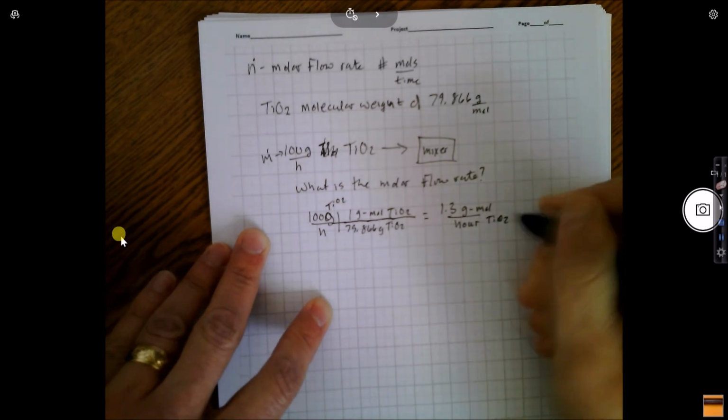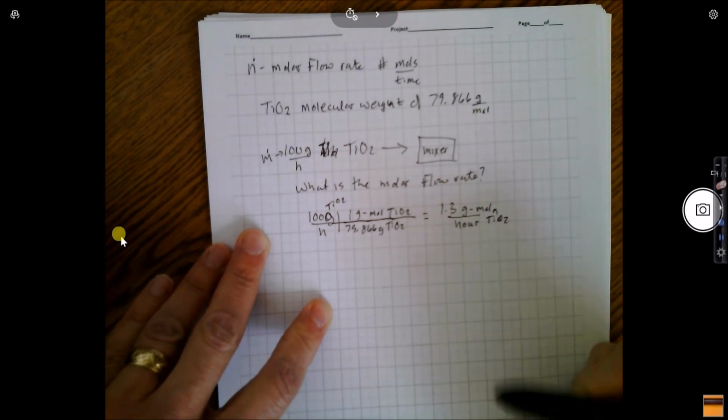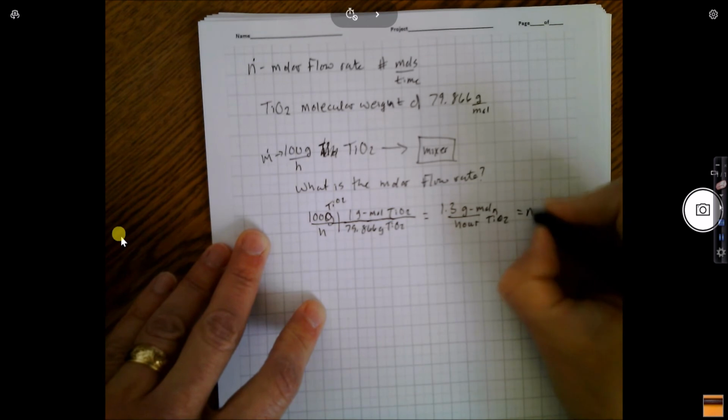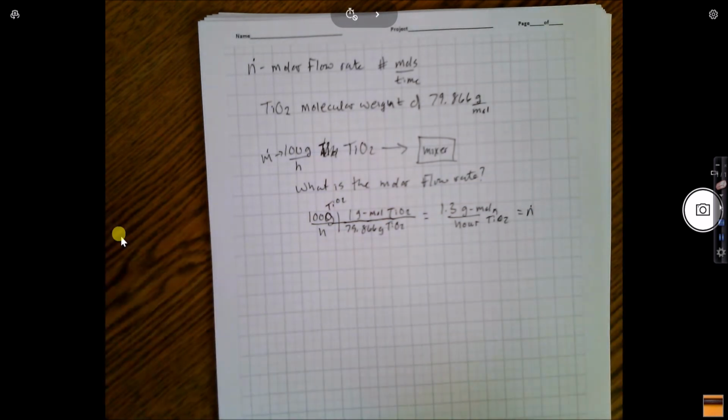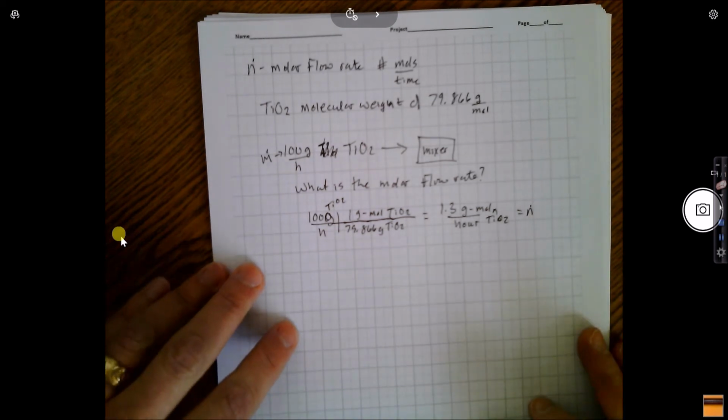So there's 1.3 gram moles, and I probably should have put this up top. 1.3 gram moles of TiO2 flowing per hour, and that's equal to our molar flow rate. All right, so we've gone from mass flow rate to molar flow rate, and that's actually pretty simple. However, if we're given a volumetric flow rate, we probably can't do it with just one conversion factor. So let's take a look at this.